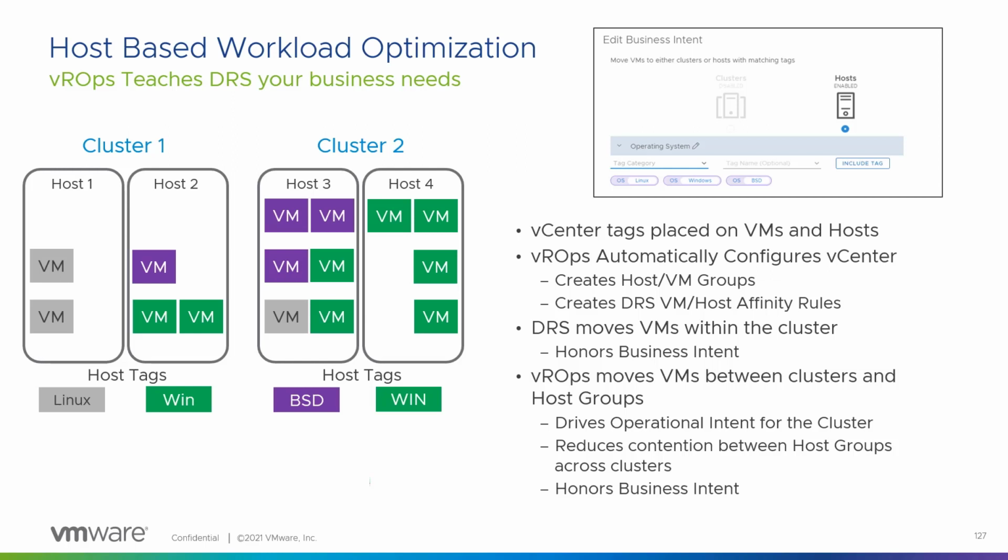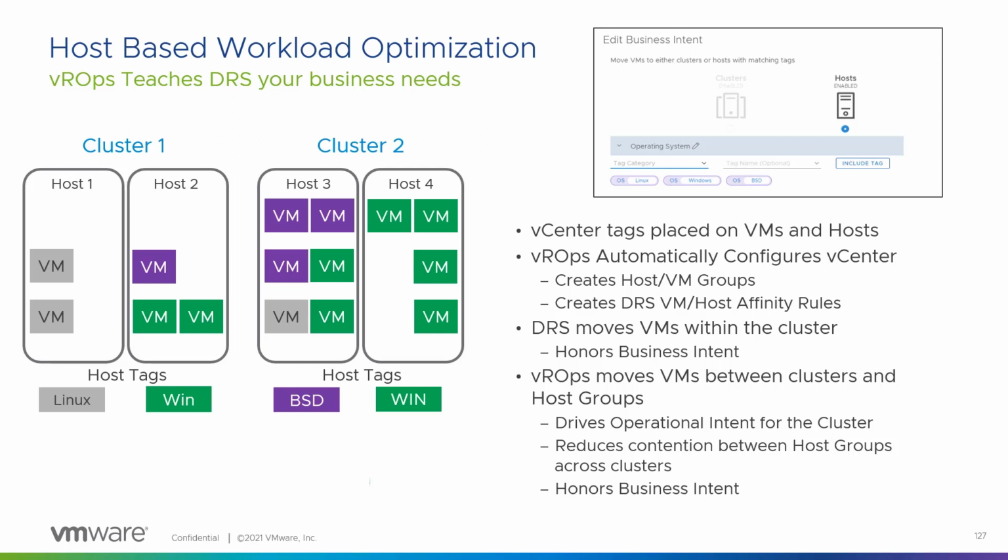And what that's going to allow vRealize Operations to do is, once you set up your vCenter tags on your VMs and your hosts, vROps is going to look at those tags and say, I'm going to go ahead and create host groups and VM groups in vSphere automatically for you. And then I'm going to go ahead and automatically create VM to host affinity rules based on the tags that I've seen. And thereby, anytime you add a new VM into the environment and it's got its tag on it, it'll automatically update the VM groups and then automatically roll those into the correct host affinity rules.